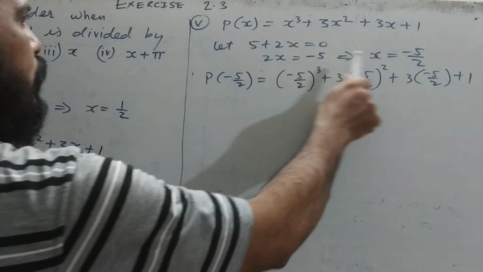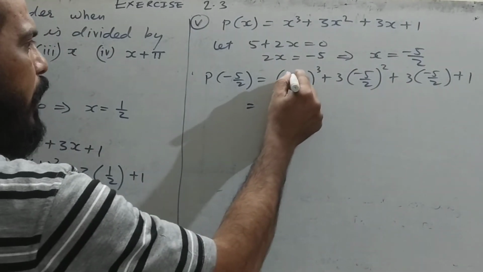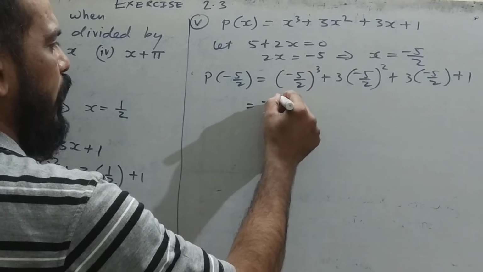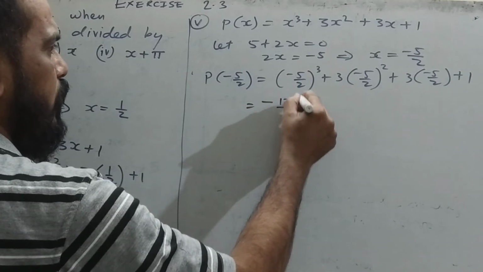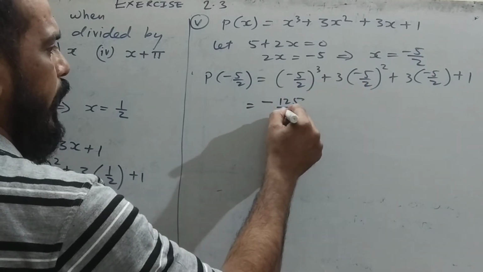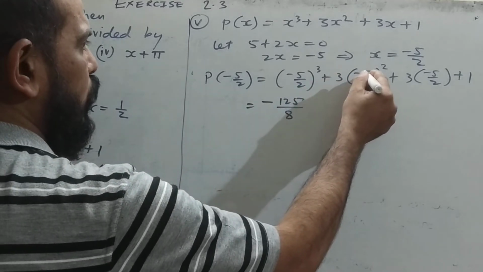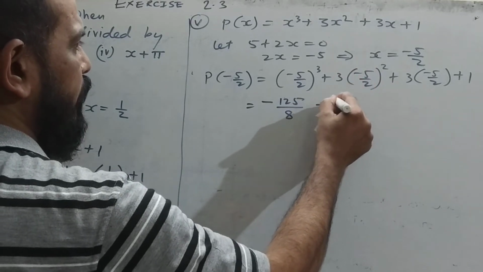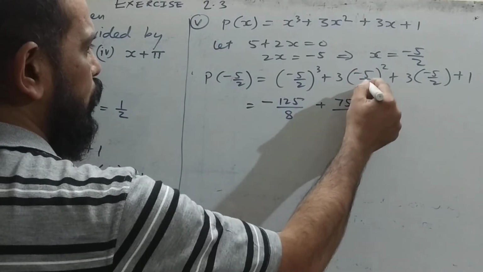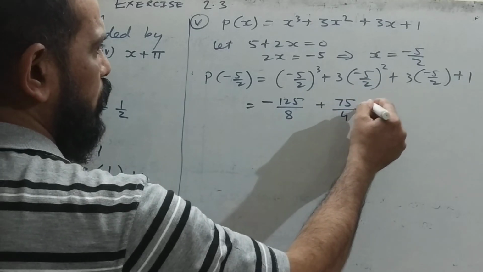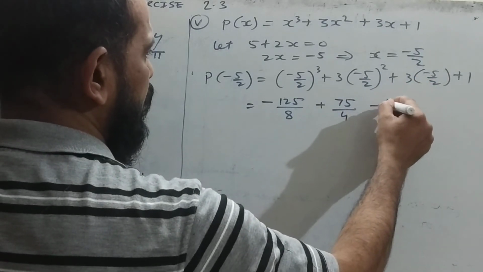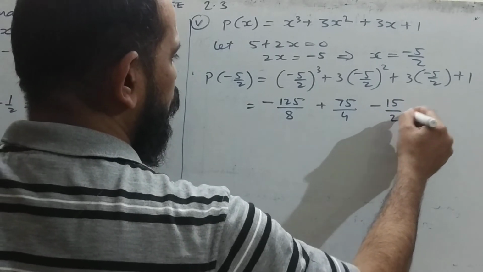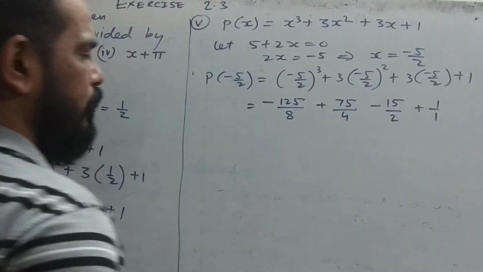Wherever there is x cube we have put this. Now minus cube is minus only. 5 cube, 5 into 5 into 5, is 125. 2 into 2 into 2 is 8. Minus square is positive. 5 fives are 25, 25 threes are 75, upon 2 square is 4, plus minus minus, this is 15 upon 2, plus 1 means 1 upon 1.